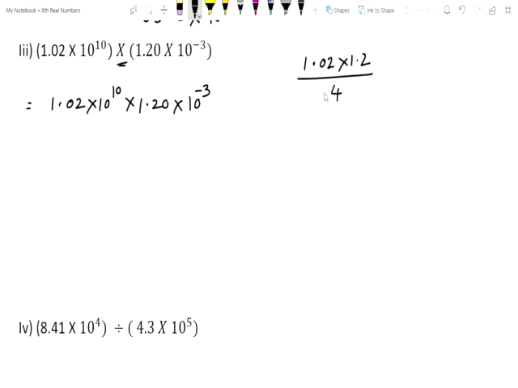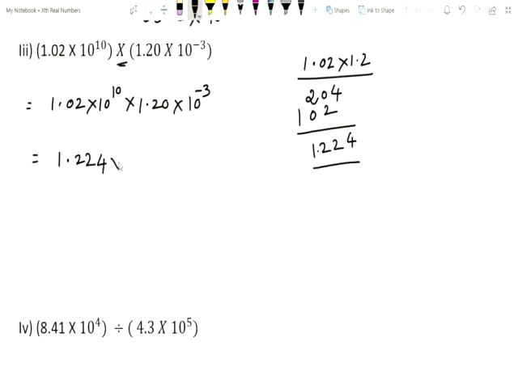2 2s are 4, 0, 2, 1, sorry, 1 into 2, 2, 0, 1, 4, 2, 2, 1. Here 1 decimal, there 2 decimals, so totally 3 decimals you want to keep. So what are you getting?